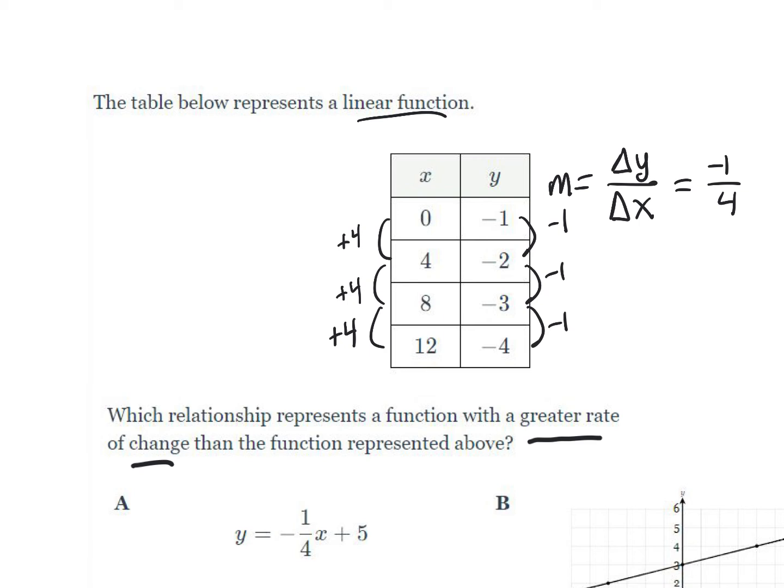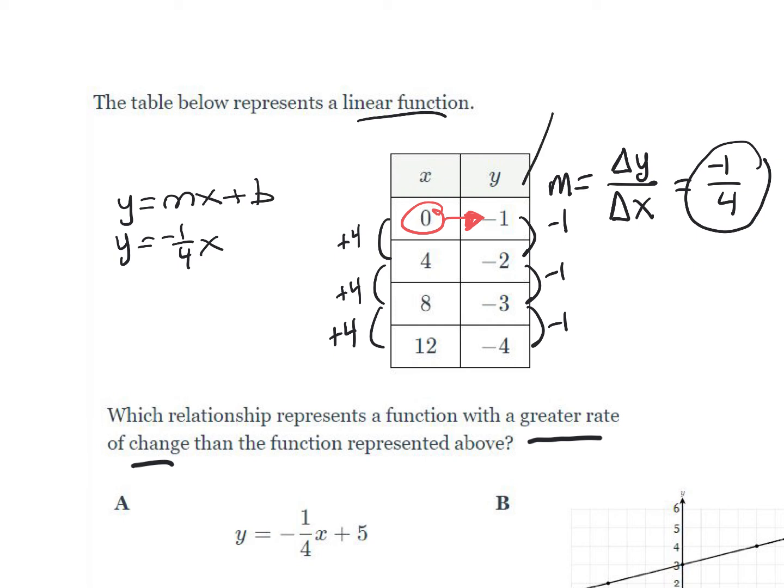Now, my y-intercept is where my x is 0. So I can write the equation. So y equals mx plus b. I found my slope was negative 1/4, so y equals negative 1/4 x. My y-intercept is negative 1. So now I have the equation. It says which one has a greater rate of change. Remember, rate of change is slope. It's your m. Negative 1/4 and negative 1/4 are the same, so this one does not have a greater rate of change.